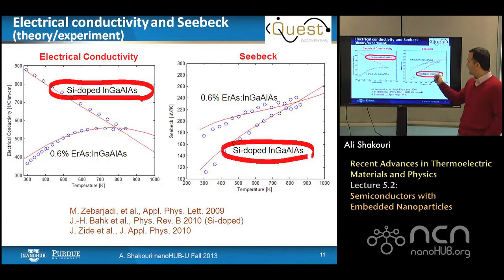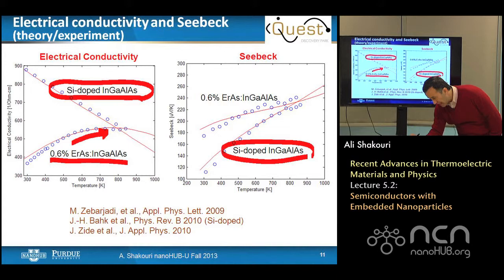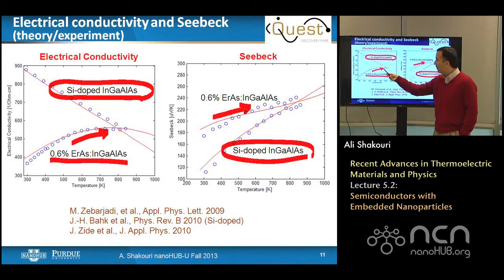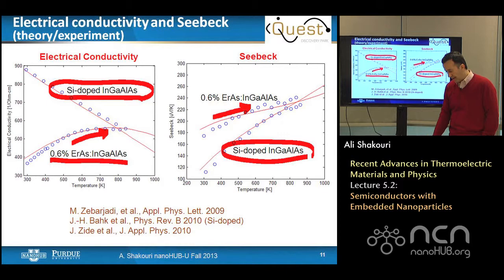But what is quite surprising is that the 0.6% erbium arsenide has a very different dependence. Electrical conductivity goes up and almost saturates. At the same time, the Seebeck coefficient also goes up. The question is, how can we explain both trends using these electrical properties of embedded nanoparticles?